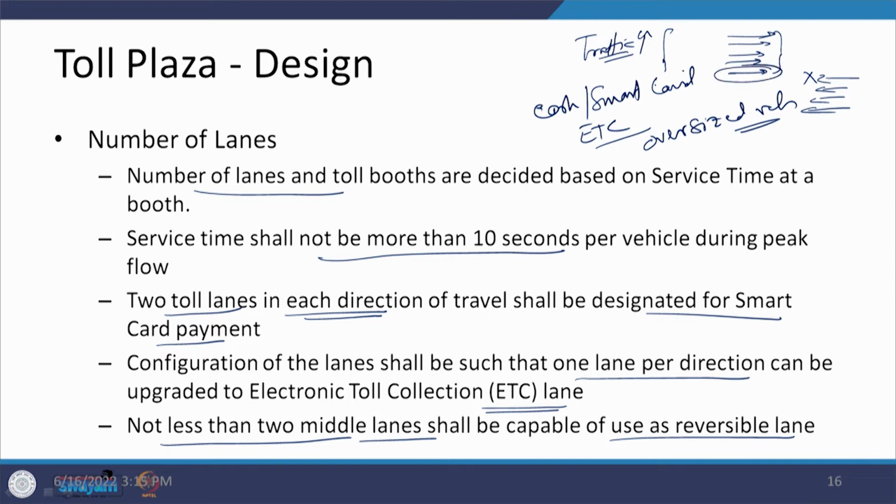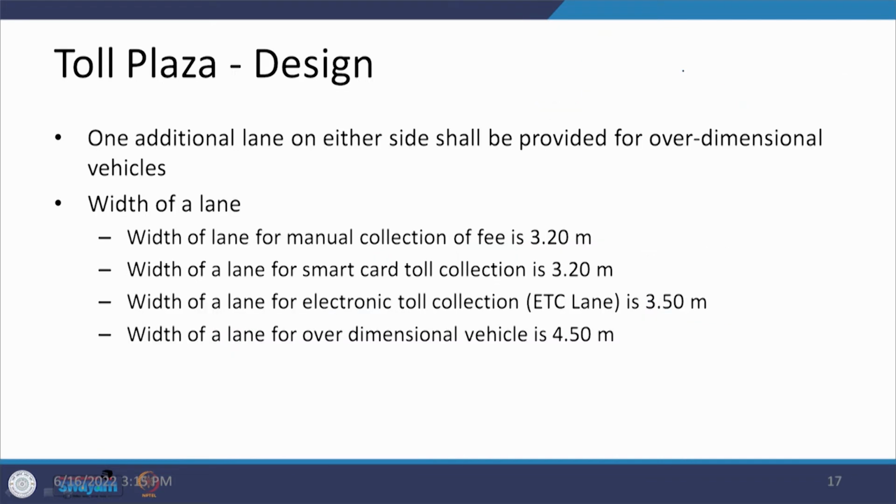So, this central lane is now being transformed into a reversible lane. This flexibility should be there, and there is one additional lane on either side which is for over dimensioned vehicles, and this one is the extreme lane towards the curb side or the shoulder side.